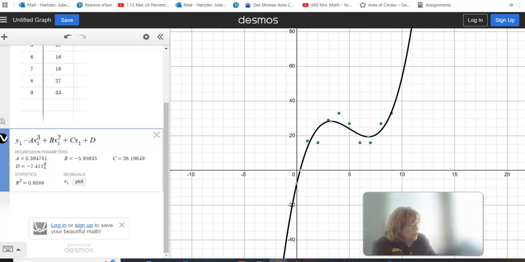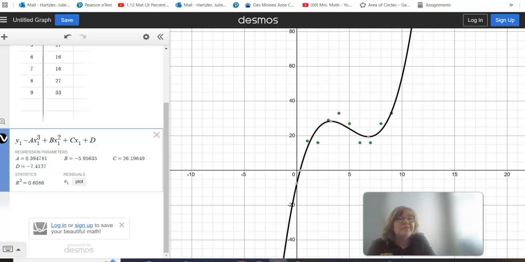And then what you can do is use that to predict, right? So let me write that down quick. 0.39, we'll just do 2 decimal places, x cubed plus, what do we have? I'll put a negative, I already put my plus, I'll change it to a minus. Minus, what is that? 5.96x squared, and then plus 26.20x, and then what? Minus 7.41.